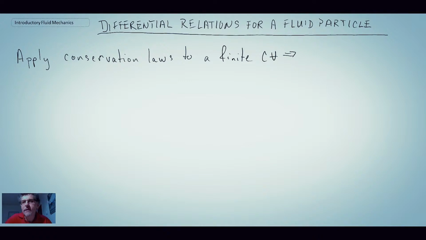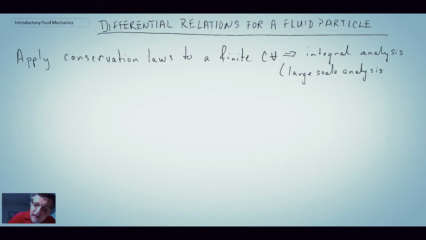And control volume analysis is sometimes also called integral analysis. The reason for that is you're not able to determine the exact velocity profile. You're usually given a velocity profile. So it is integral analysis, and we're doing integration of a known velocity profile. And it's also kind of referred to as being large scale analysis, and the reason is it enables us to determine things such as forces acting on objects and moments, things like that.